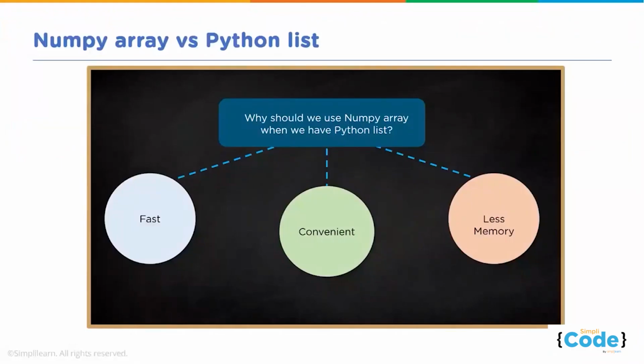So back to our Numpy array versus Python list. Python list being the basic list in your Python. Why should we use Numpy array when we have Python list? Well, first, it's fast. The Numpy array has been optimized over years and years by multiple programmers, and it's usually very quick compared to the basic Python list setup. It's convenient, so it has a lot of functionality in there that's not in the basic Python list. And it also uses less memory, so it's optimized both for speed and memory use.